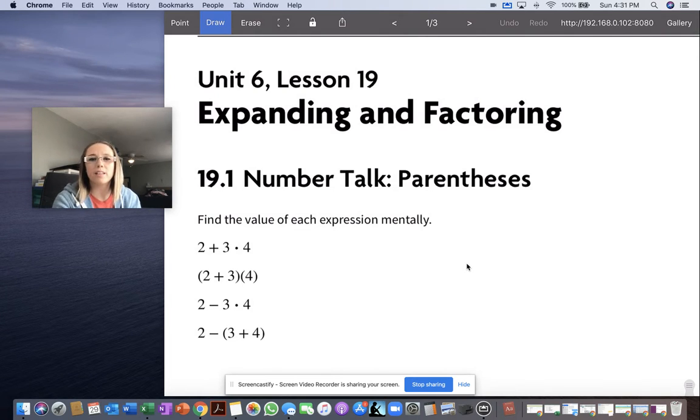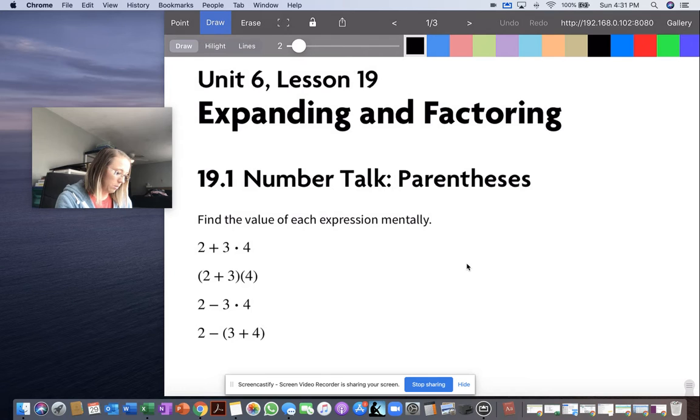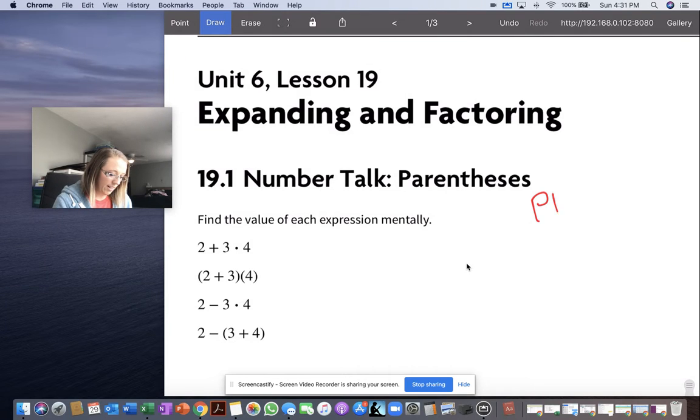So today we're going to be doing expanding and factoring. It is basically just another term for the distributive property. If you're going to follow along in your books, it's going to look exactly the same. I'm mirroring on an iPad, so I can write and you can see what I'm doing. Okay, so for this first one, we need to remember PEMDAS. Don't forget your order of operations.